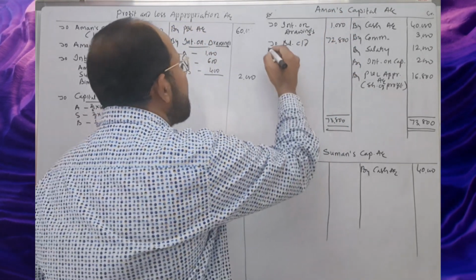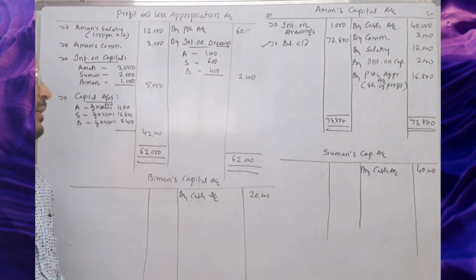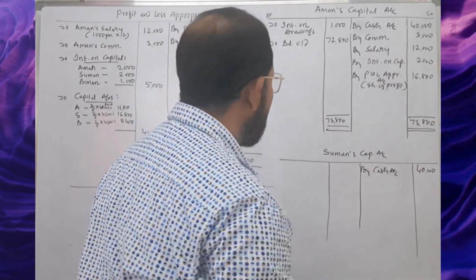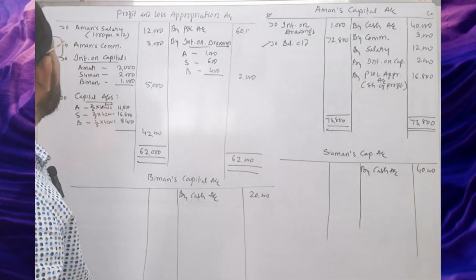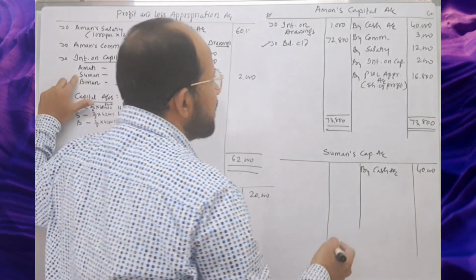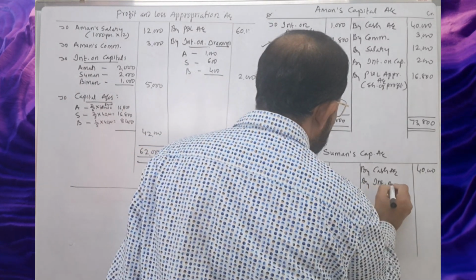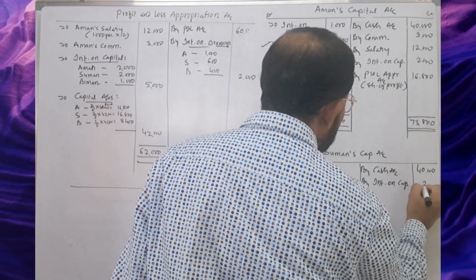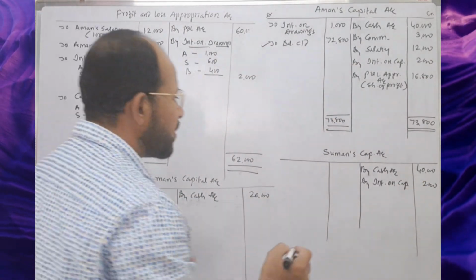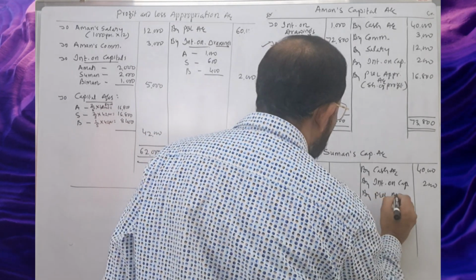72,800. This is the capital balance of Mr. Aman as per his capital account. Next one is Mr. Suman. He is entitled to get interest on capital, rupees 2,000. That is why here I am going to write by interest on capital, rupees 2,000. Next one is his share of profit, 16,800, by profit and loss appropriation account.